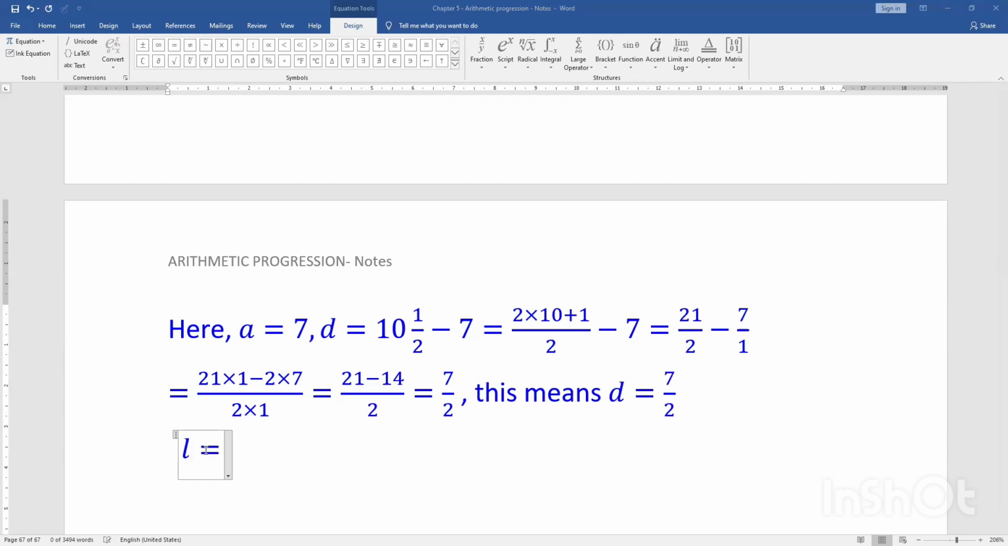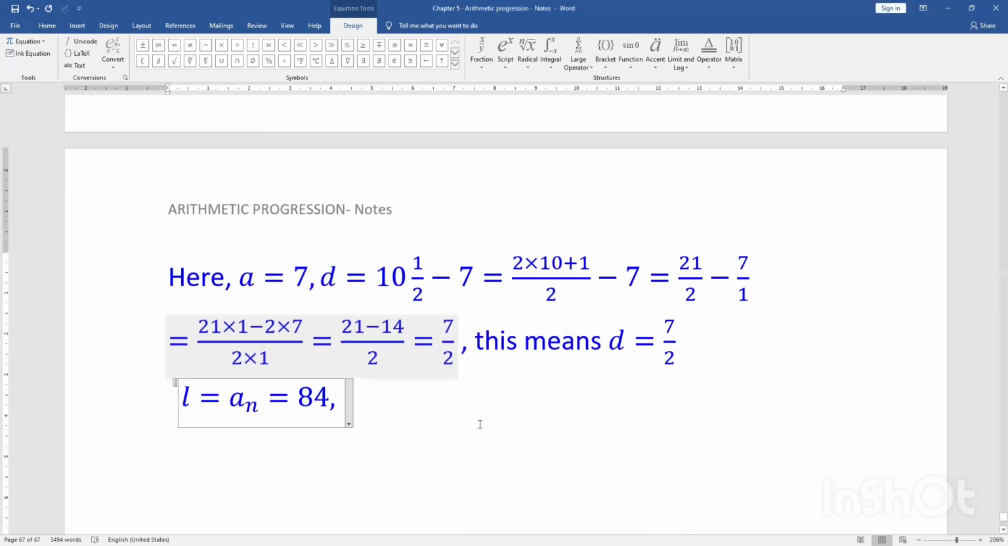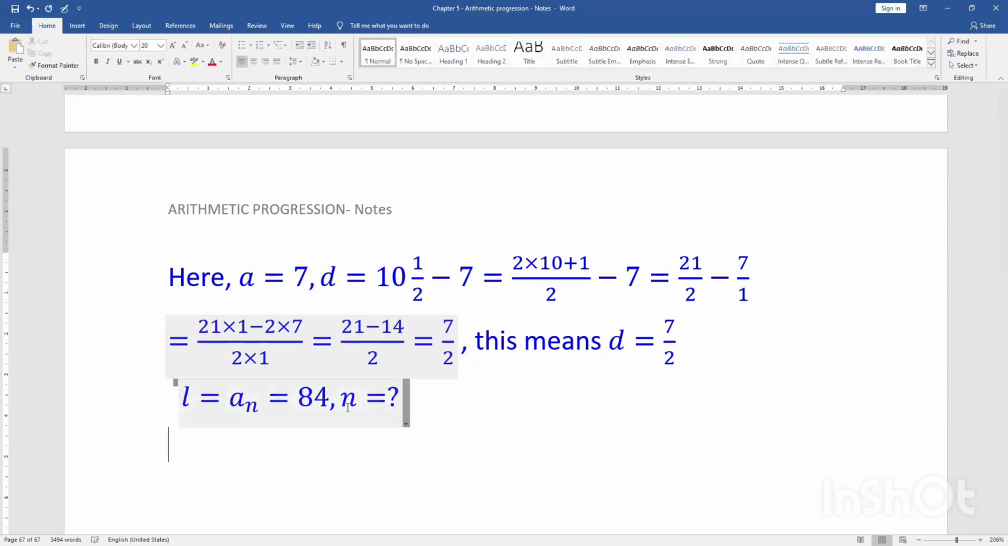The last term is also indicated by an. Now, what is the last term here? 84. So write it as 84. Now what we are interested in finding out is the sum. For that, we are going to find the number of terms first, and then find the value. So n is equal to question mark.